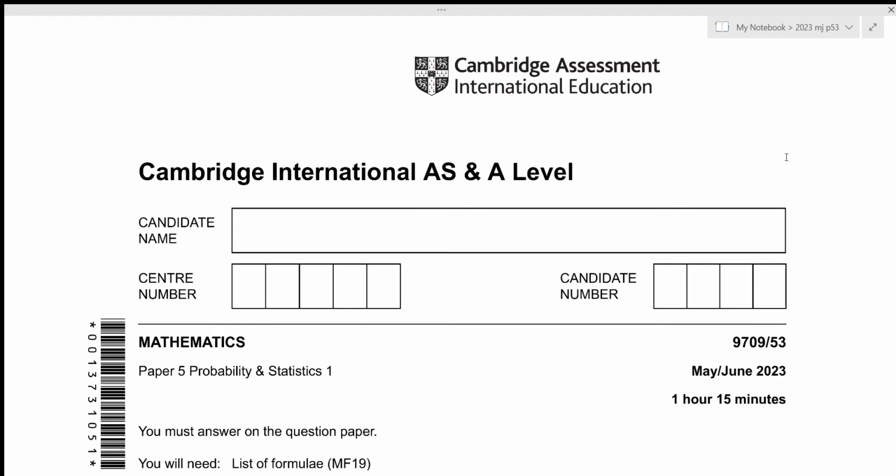And in this video, we'll be going over A-Level Mathematics, May-June 2023, Paper 5-3. So this is Paper 5, Probability and Statistics 1, and the total time limit for this paper is 1 hour and 15 minutes. So in this video as well, we'll be attempting to complete this paper within 1 hour and 15 minutes. So without any further delay, let's get started.